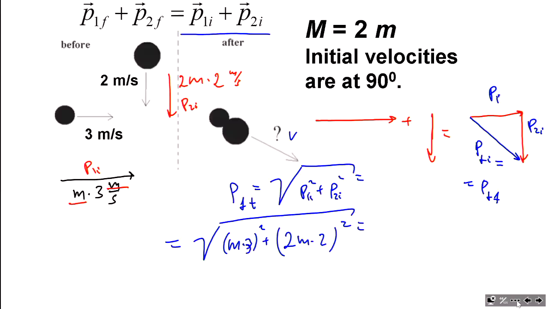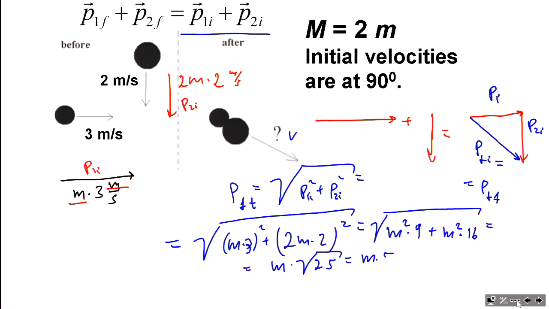So that gives me square root of m squared times 9 plus m squared times 16. We know how to do the mathematics. M squared is a common factor, and square root of square is just m. And what's left inside is 9 plus 16, 25, which is a very convenient number. So that gives me m times 5. But that's not the speed. That's not the speed we're looking for.